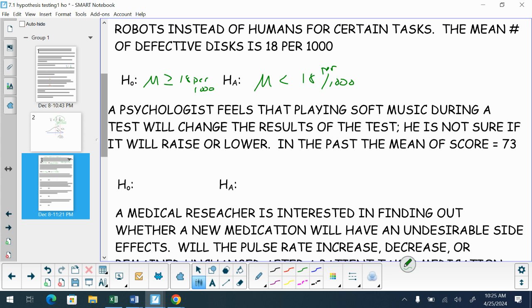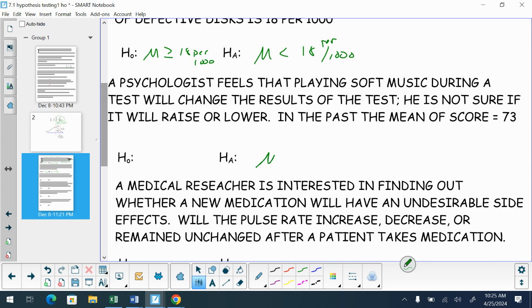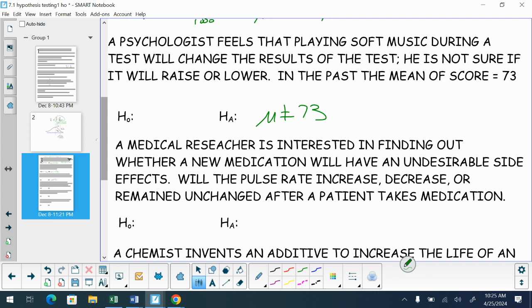So what does he hope is true? Less than or greater than. Well, how can we classify that as just one thing? If you're either less than or greater than, not equal to. There we go. Very good. So mu is not equal to 73. So the null hypothesis would be equal to.